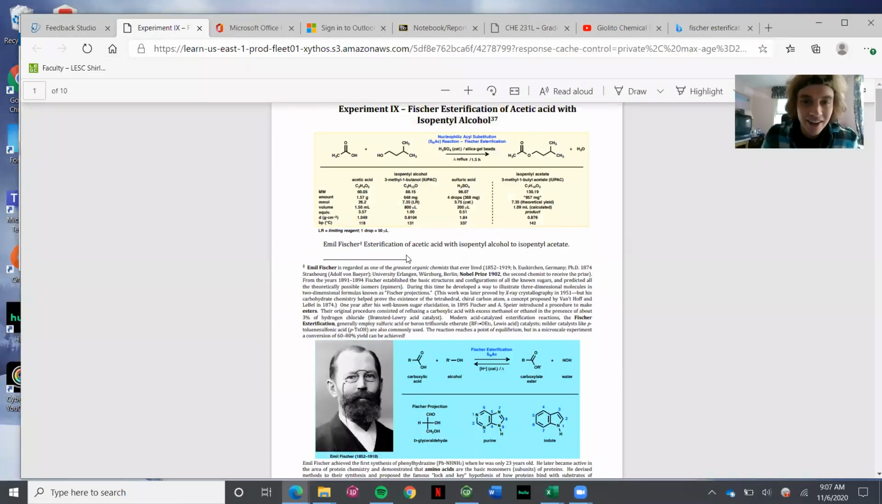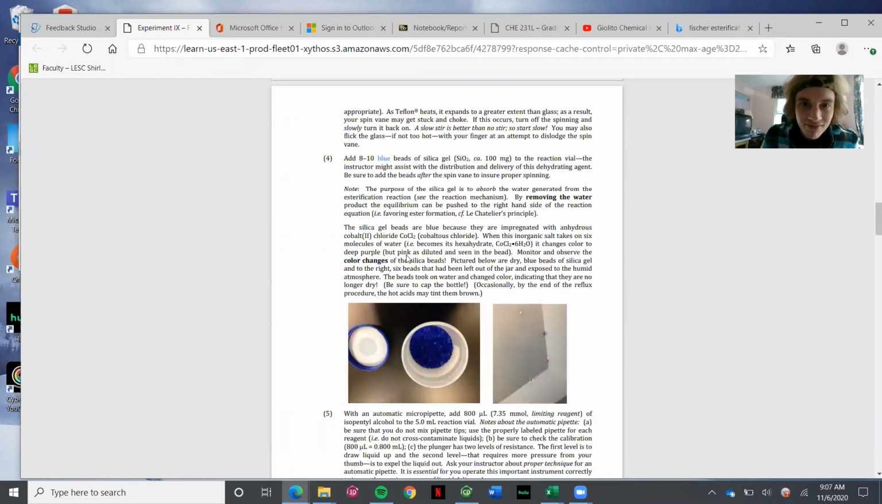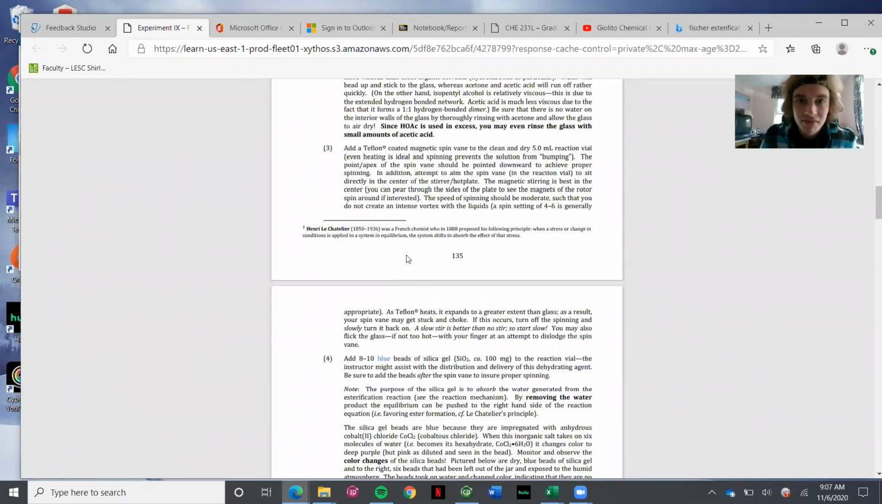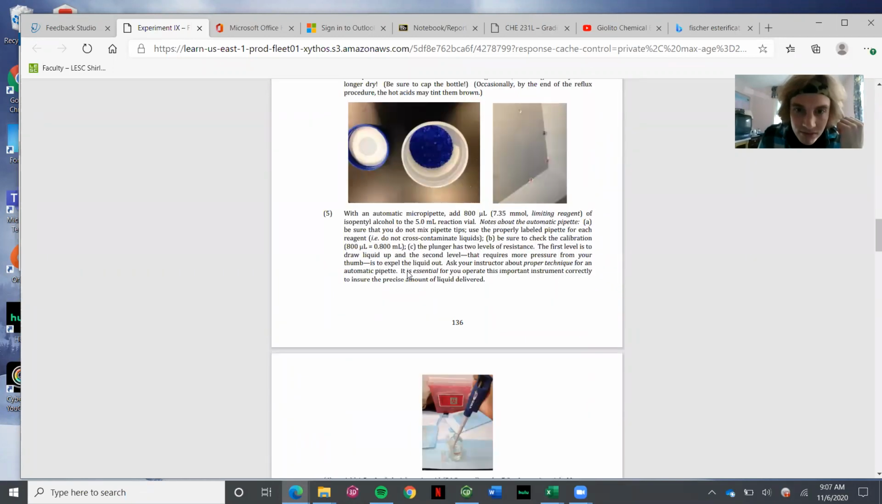So first, you guys are going to take your 5 ml reaction vial, and you pipette 800 microliters of your, I think it's isopentyl alcohol. I have to double check the procedure again. No, so it's the alcohol. So yep, you take your 5 ml reaction vial.